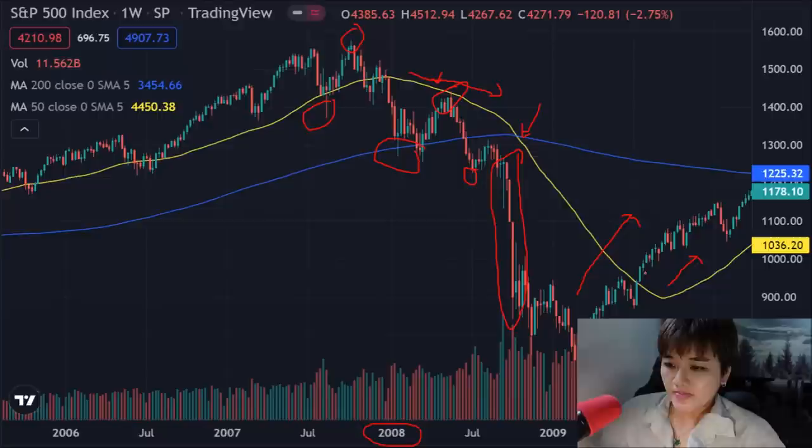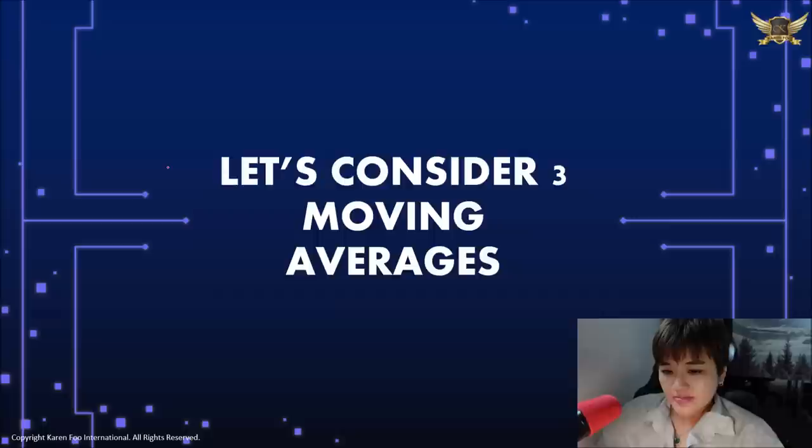And you can see that 50 SMA also became a support resistance area. Price bounces off over here, over here, over here, over here as well. Agree with me? Bounce off 200 over here. So the good thing about moving average is that you can use it for many different purposes. So let's look at three moving averages.